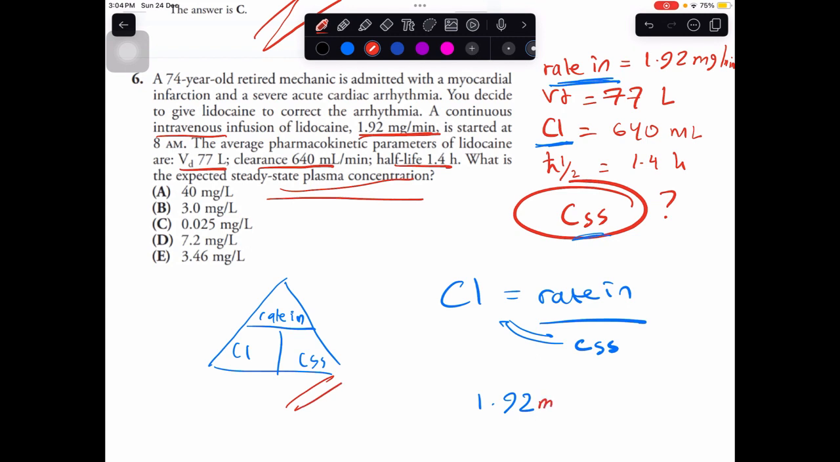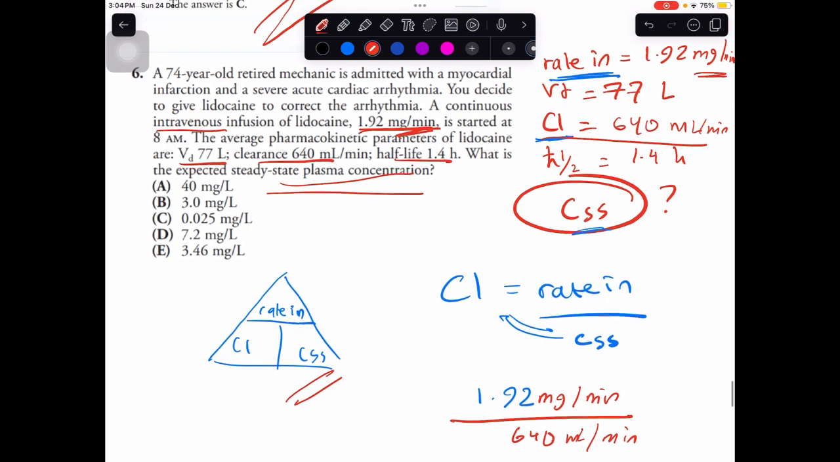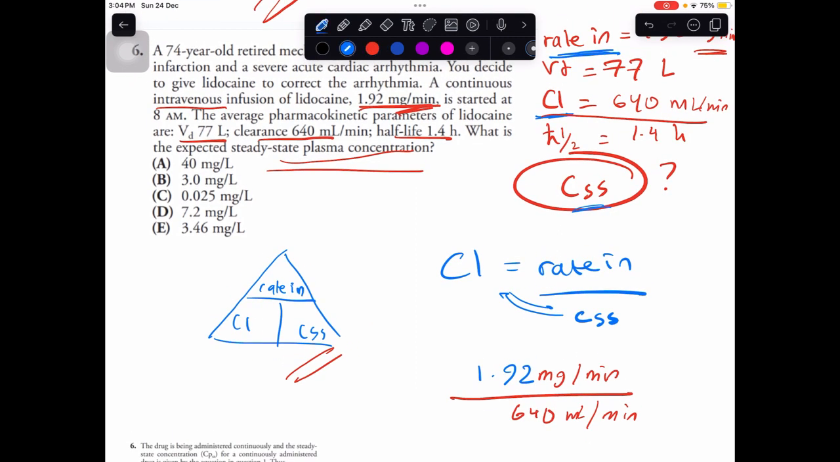1.92 again, please don't forget the unit, milligram per minute. I have written it here, you can look at it here. Divided by my clearance, which was 640 milliliter per minute. You have your calculator with you. 1.92 divided by 640, I get an answer of 0.003. What is this? Minutes over minutes is cancelled, so it's milligram per milliliter.